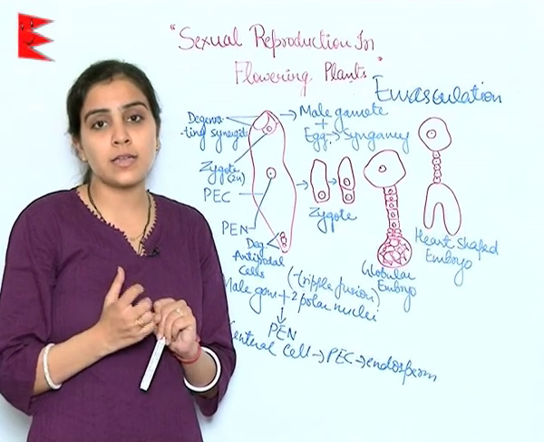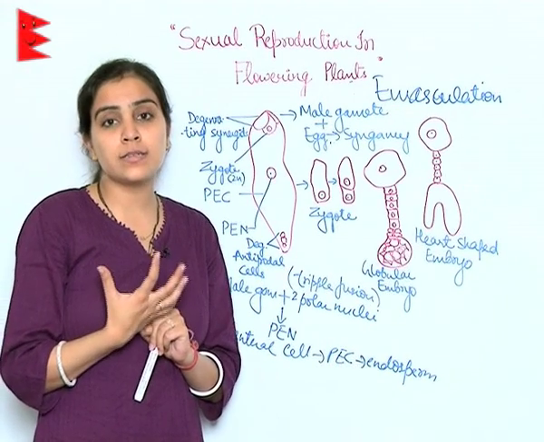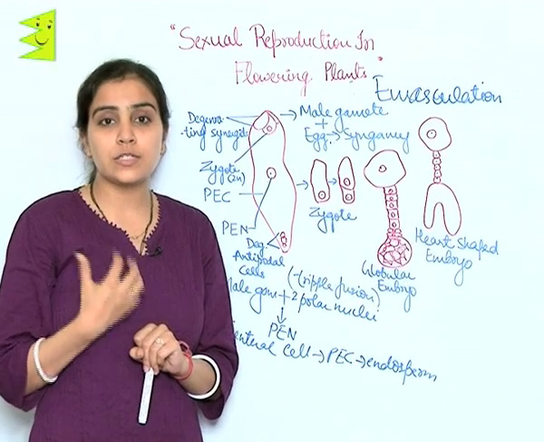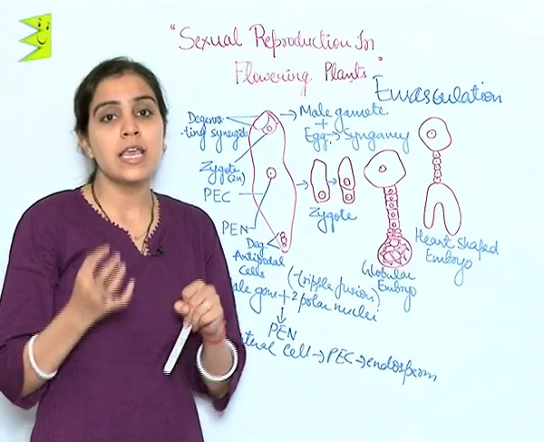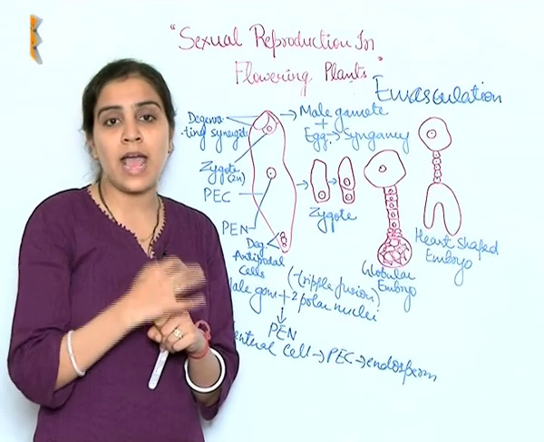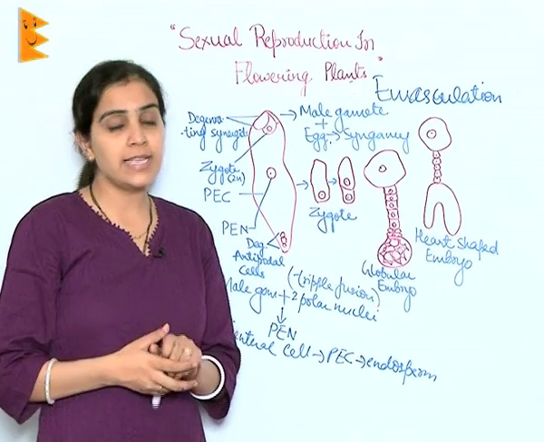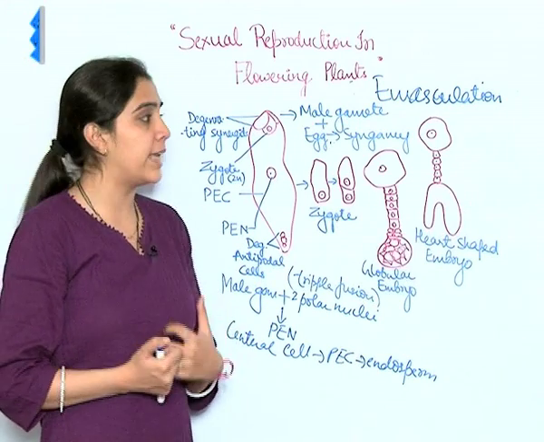This bagging is done to prevent the contamination of the flowers by unwanted pollens, and once we have the desired pollens, we let the flower interact with the pollens, and thus fertilization or pollination takes place.